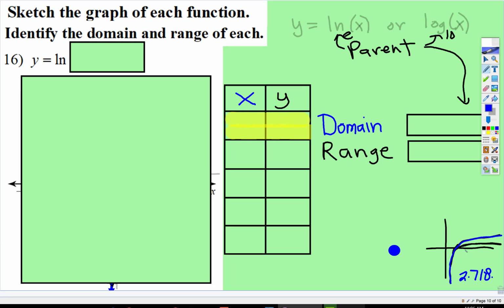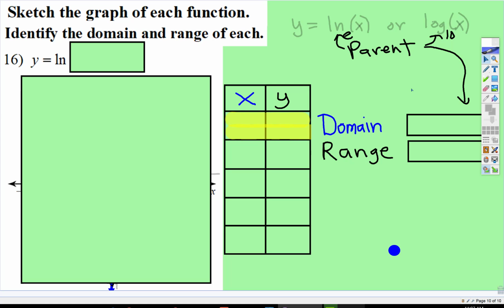So at 2.718, we're up there at 1. But it takes the log with base 10 all the way till you get out to 10 before you're up there at 1. So that's the basic differences between natural log and log. Okay, and I think in the example I probably sketched log.